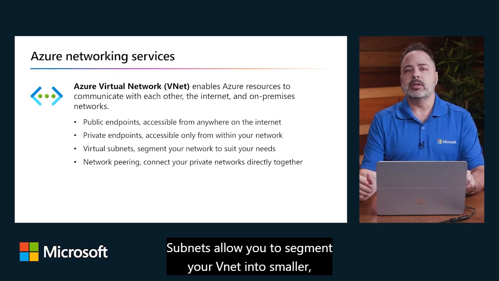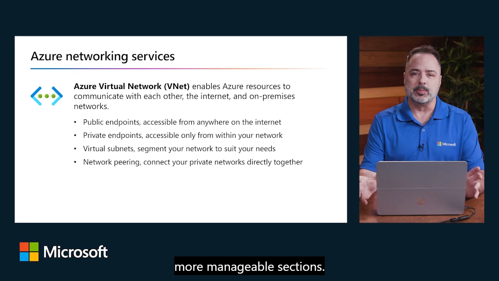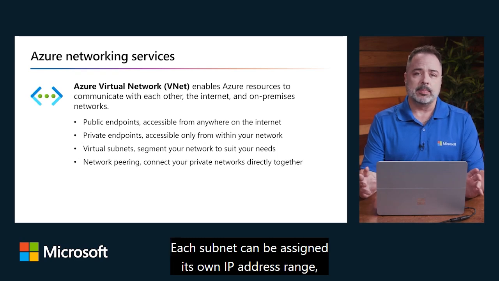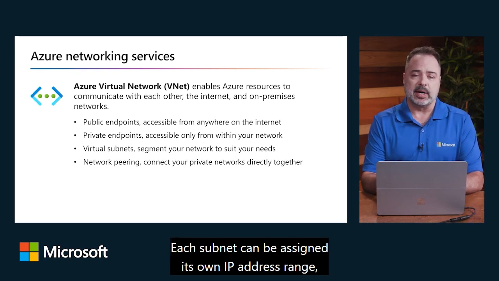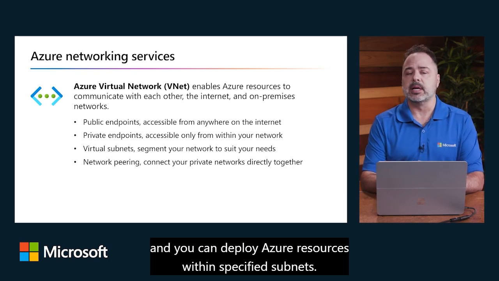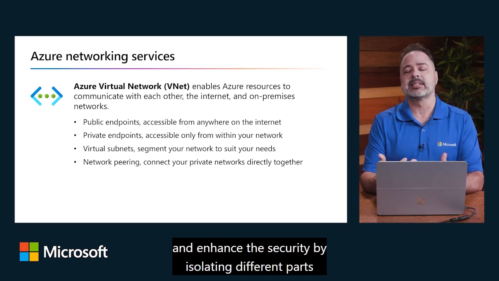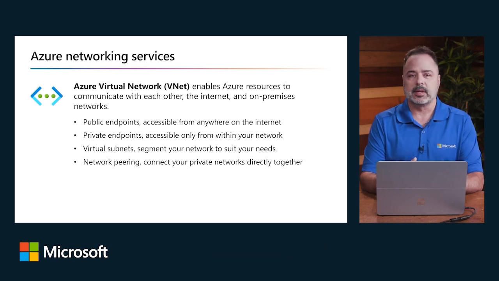Subnets allow you to segment your VNet into smaller, more manageable sections. Each subnet can be assigned its own IP address range, and you can deploy Azure resources within specified subnets. This segmentation helps improve IP address allocation efficiency and enhances security by isolating different parts of your network.